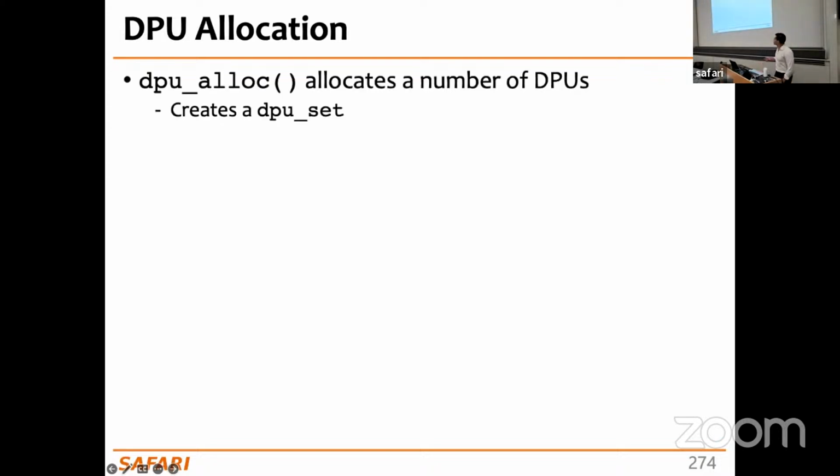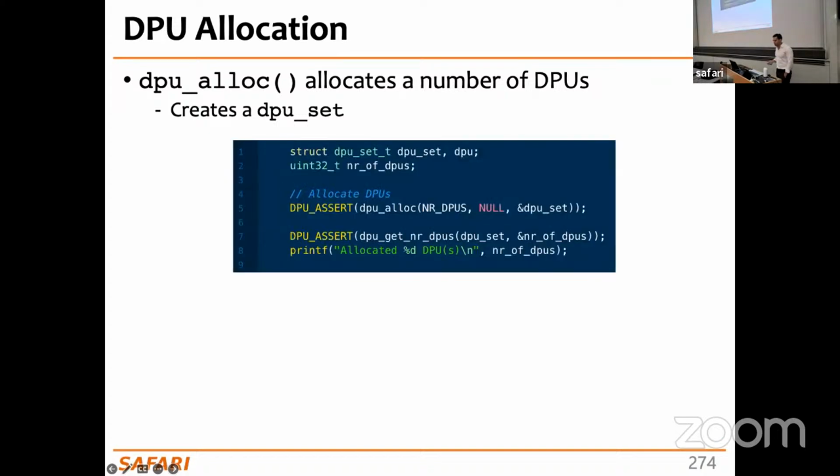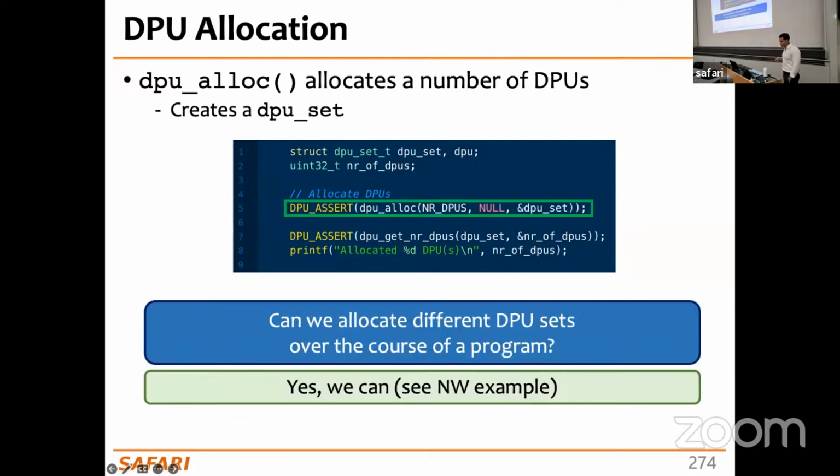So the first one is the DPU alloc. This allocates some given number of DPUs that you want and creates this DPU set that you can operate on. So this is the syntax here. This is just to check if something fails. But basically you alloc the number of DPUs that you want, and this gives you a DPU set, which is what you're going to use later on to allocate the data.